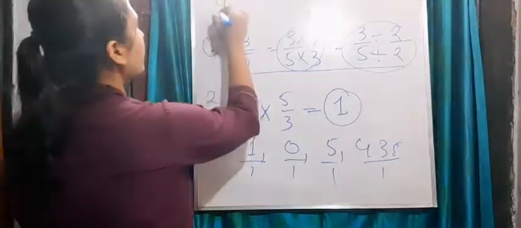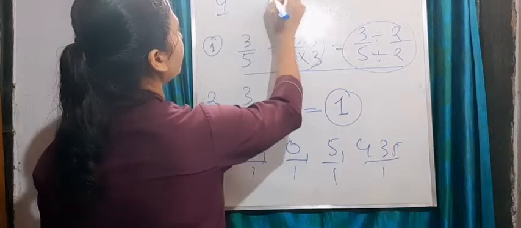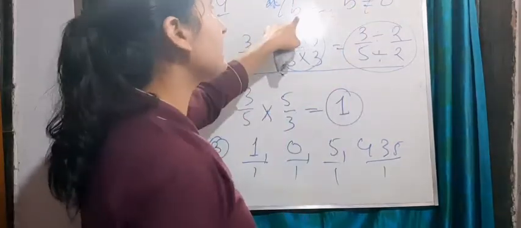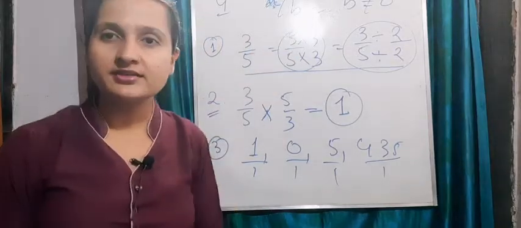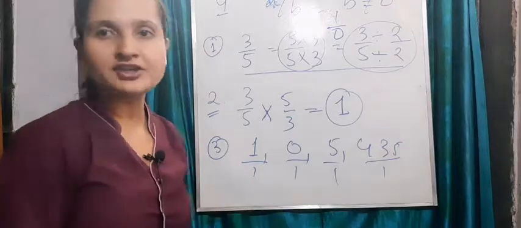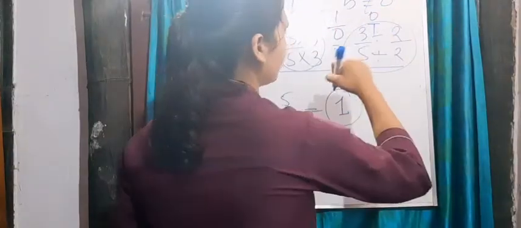The fourth property says that suppose a by b is a fraction, then b cannot be equal to 0. So b is the denominator, right? It means the denominator cannot be 0. So 1 by 0 is not a fraction. 0 by 1 can be a fraction, but not 1 by 0.